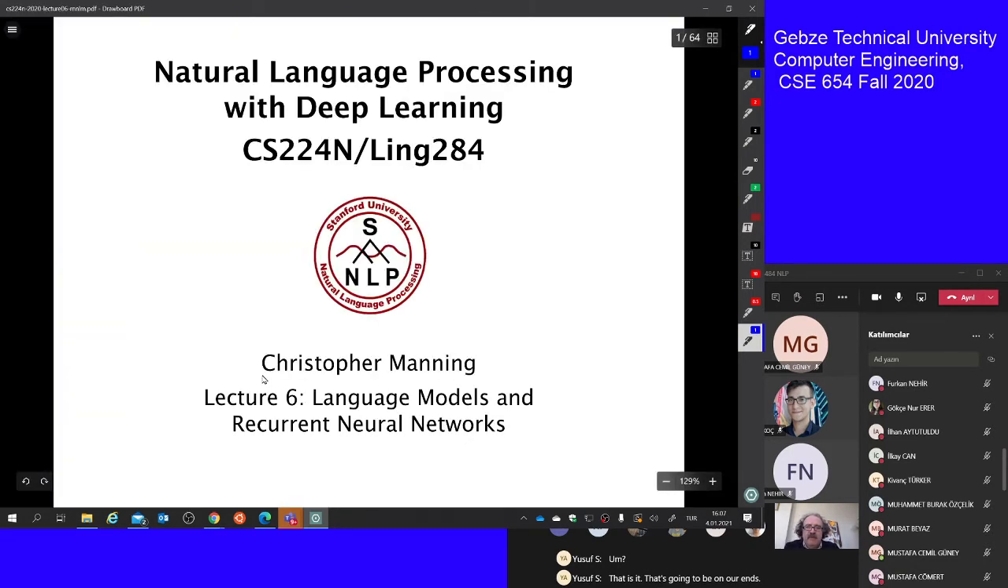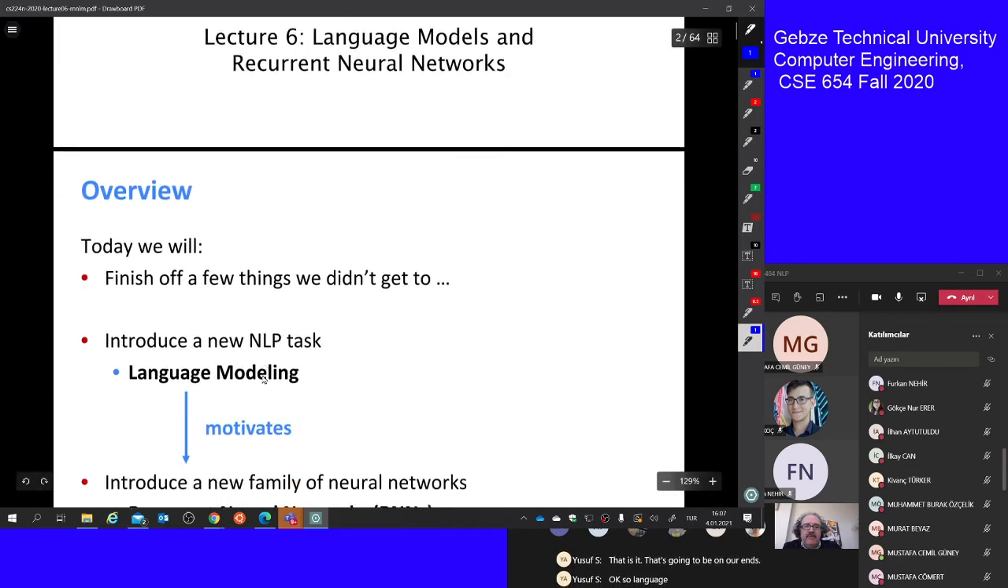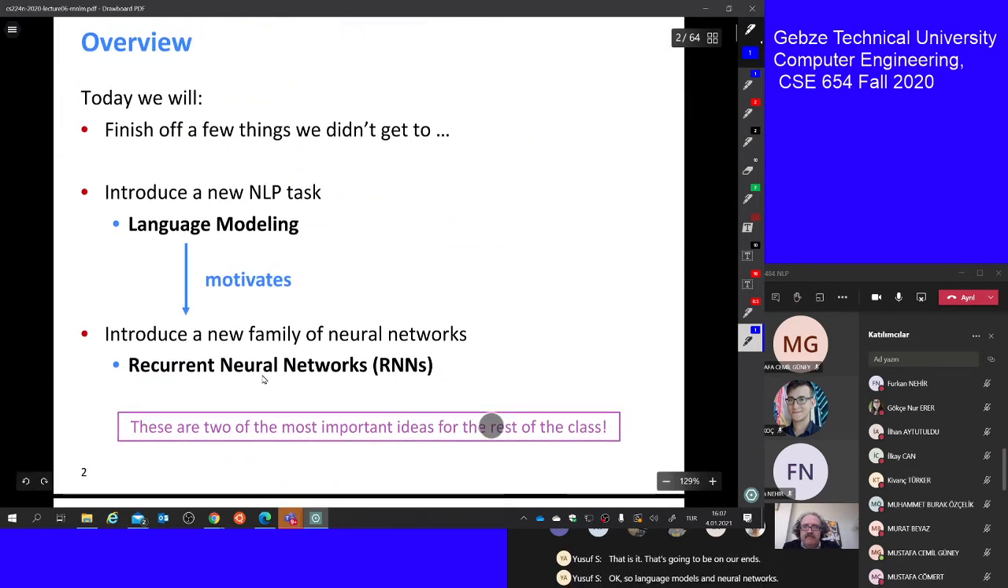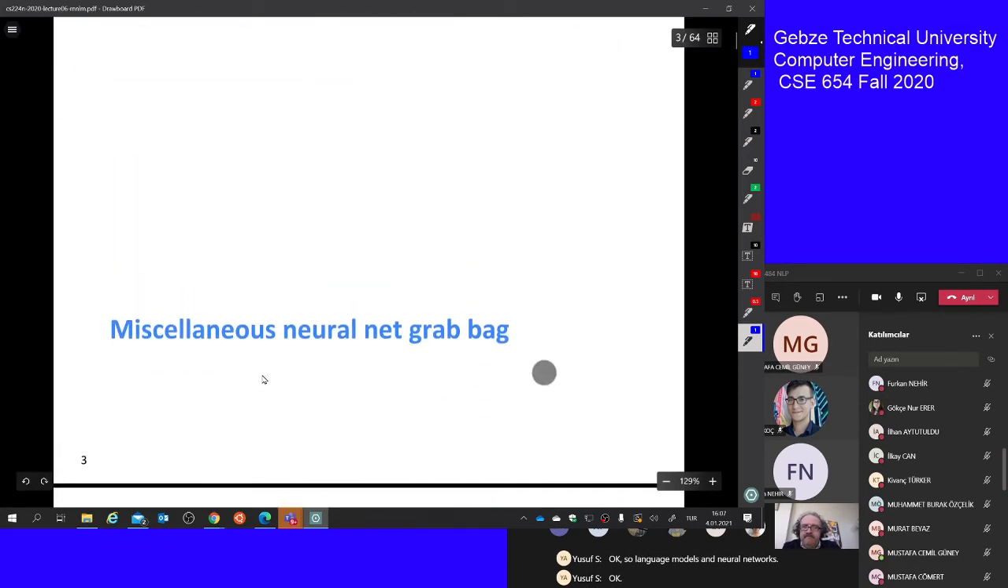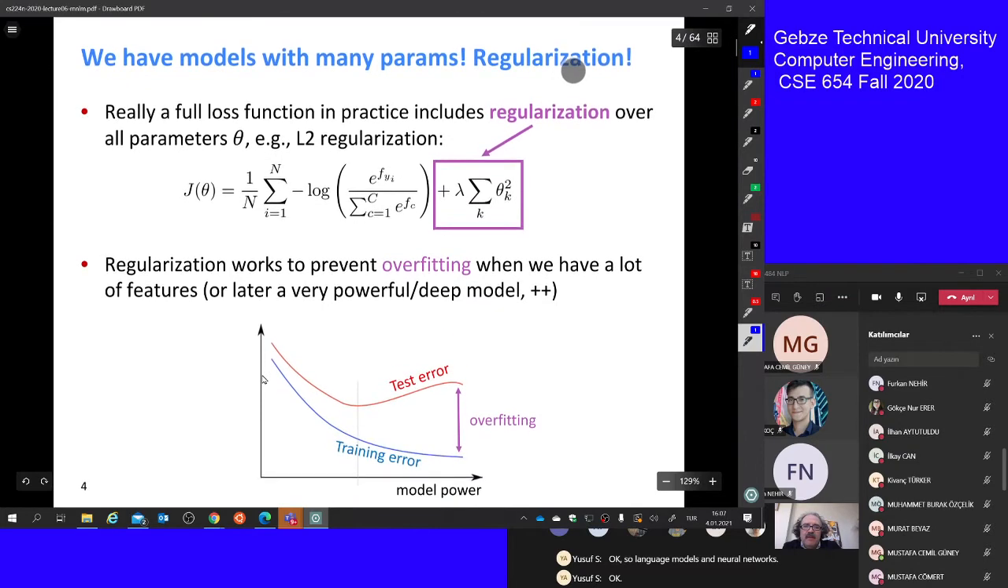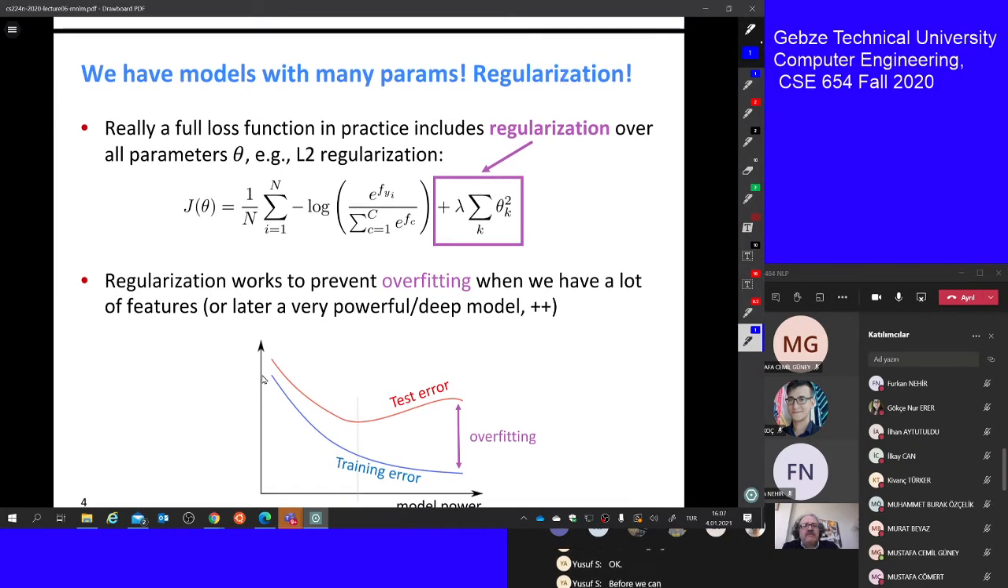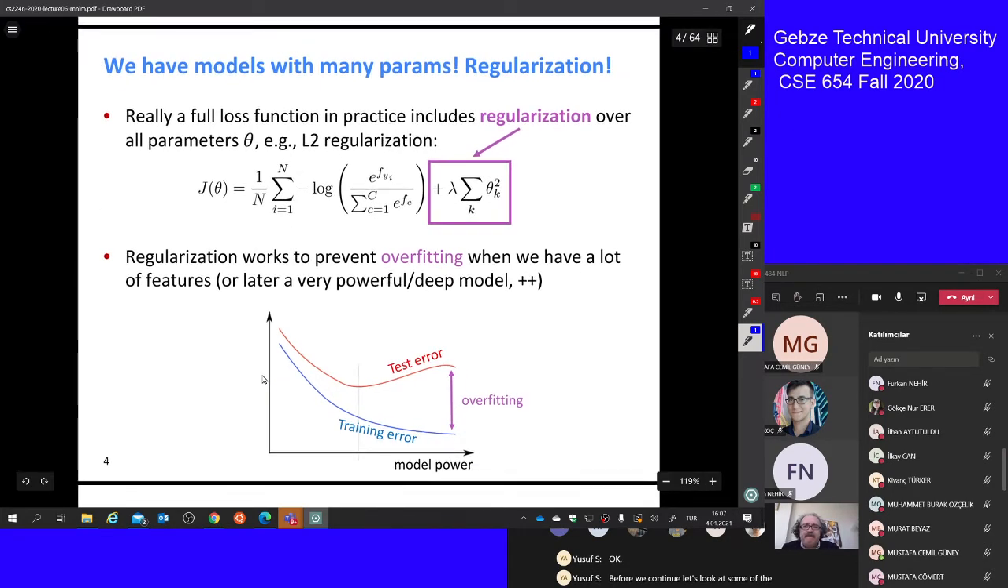So, language models and neural networks. Before we continue, let's look at some of the details of optimization. Remember our loss function? The loss function says that I am going to optimize this.